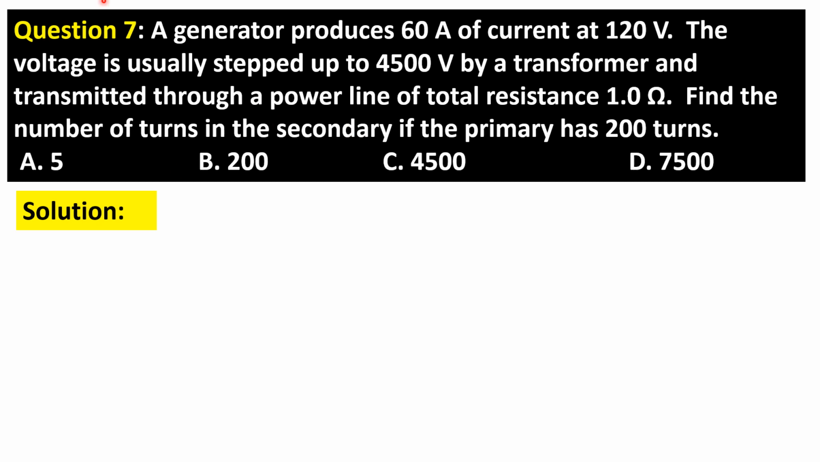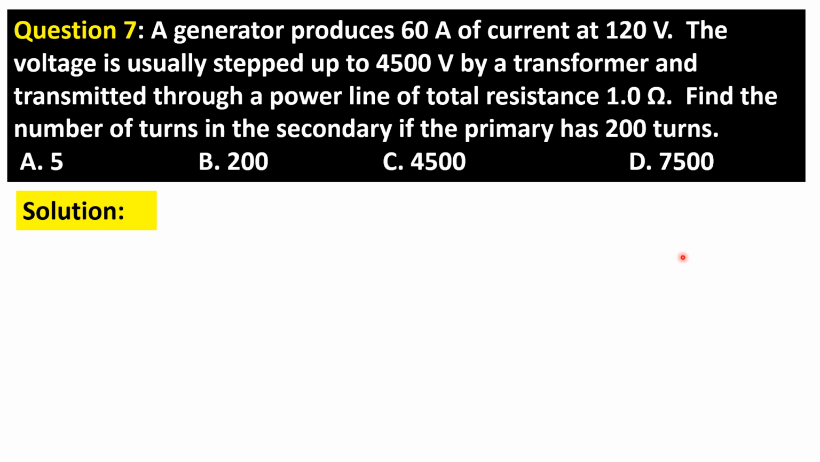Question number 7. A generator produces 60 amperes of current at 120 volts. The voltage is usually stepped up to 4,500 volts by a transformer and transmitted through a power line of total resistance 1.0 ohm. Find the number of turns in the secondary if the primary has 200 turns. We are given the choices: letter A, 5 turns, letter B, 200 turns, letter C, 4,500 turns, and letter D, 7,500 turns.